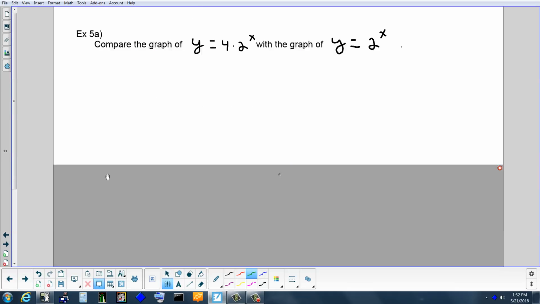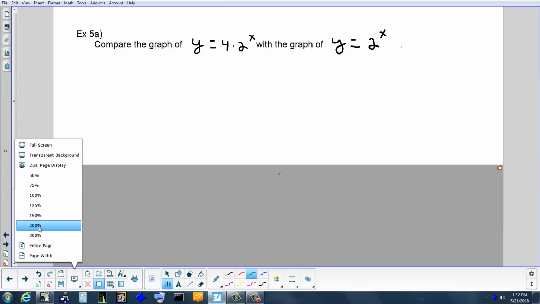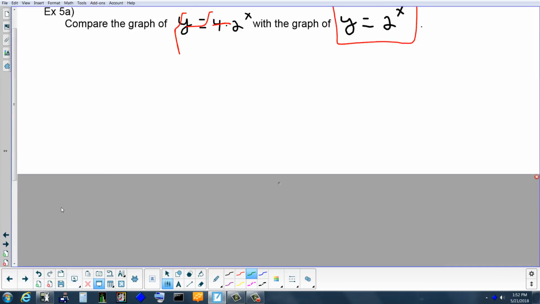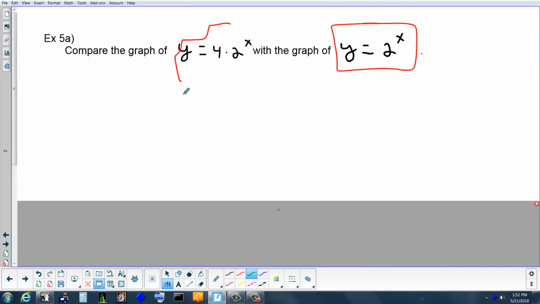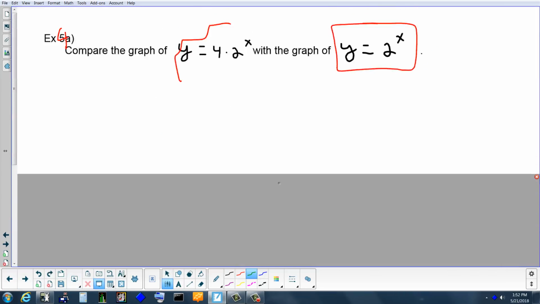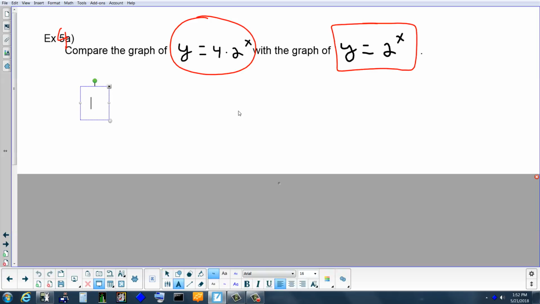All right. So again, here's your original graph, y equals 2 to the x. Here's the new graph. It should say 4A. So here's your original, and here's what we're asking you to compare it with. On your notes it says compare the graph of, then it's a blank. You want to write that, with the graph of blank, you want to write that.